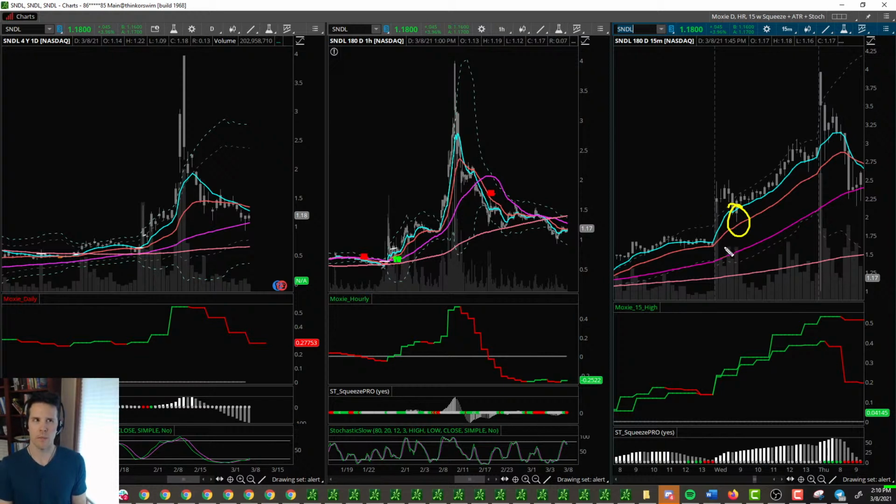But I looked at this and said, everything still looks fine. Let's give this a little more time and see what it does. Sure enough, price just bounced off the 15-minute 200, and you could see the Moxie indicator was looking great. Then as this kept moving up, it went up and up and up. This was a big driver of what I was trading that day, and that was fantastic.